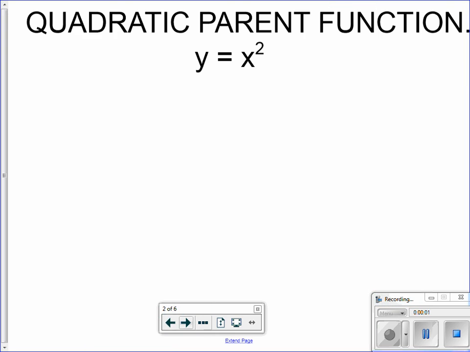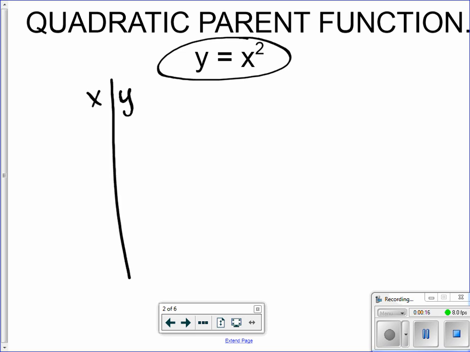Okay, so we talked about the quadratic parent function on the very first day. We didn't talk about it a whole bunch, but it was mentioned. That is the equation. It is the most basic function that we have. When it comes to the table, does anyone remember what the vertex was?